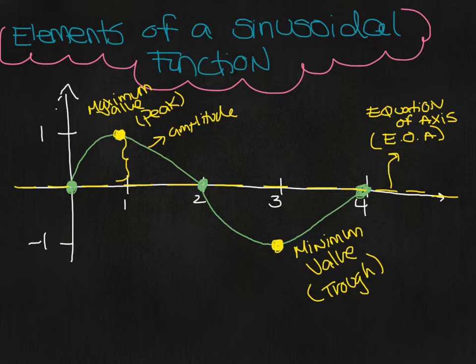And the amplitude is also the exact same as the vertical distance from the equation of axes to the minimum value. So that as well is the amplitude.